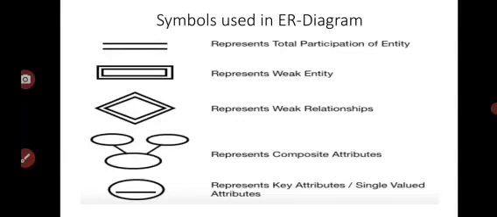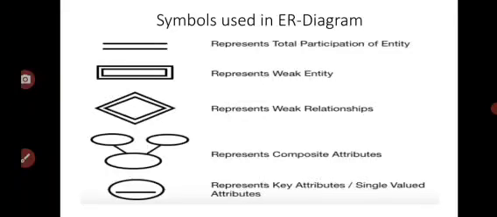If double lines are used, then it is called total participation of that particular entity. If a single line is used, then it is called partial participation of the entity in that relationship. If there are two rectangle symbols, then it is called a weak entity. If there are two diamond shaped symbols, then it is called a weak relationship.